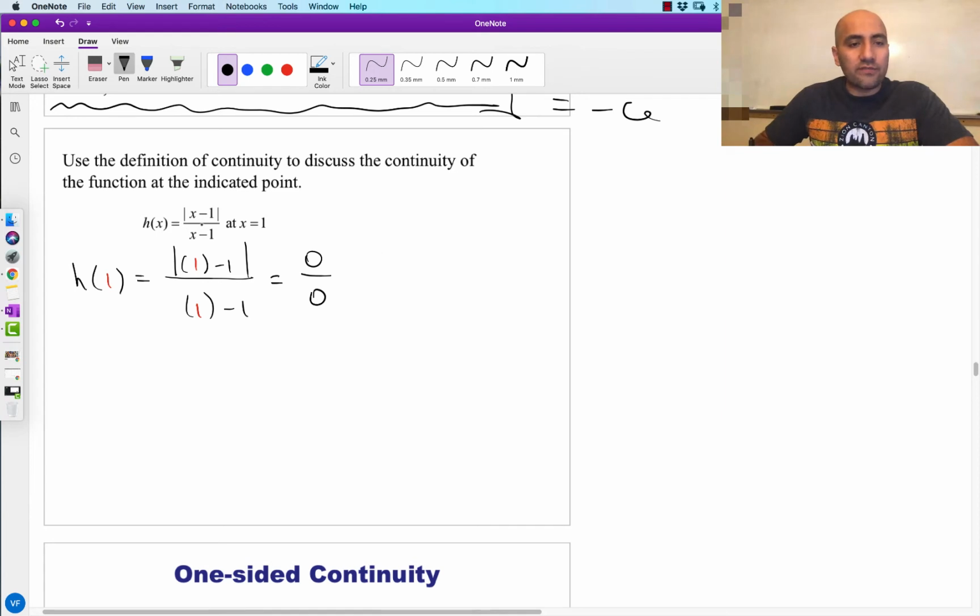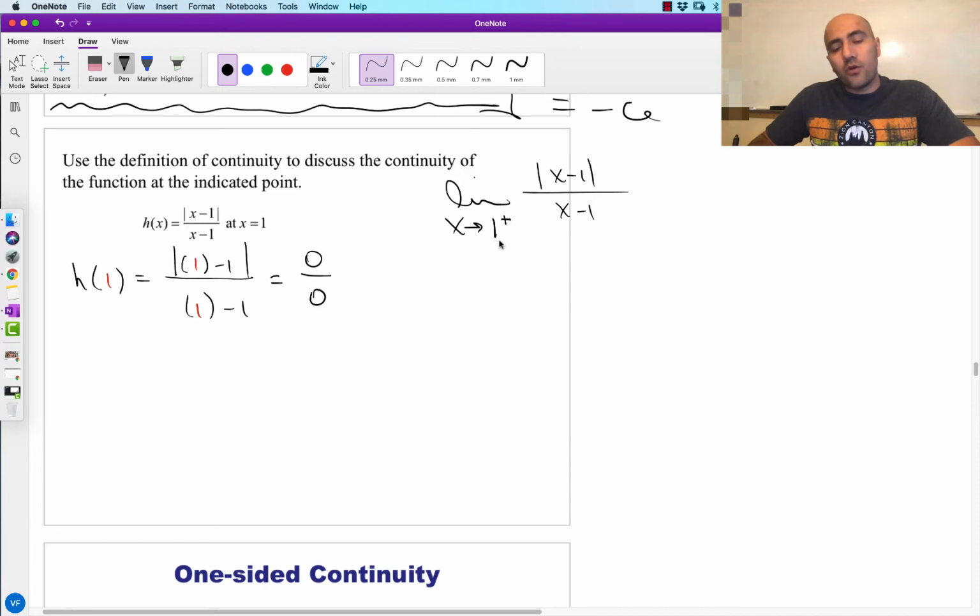So let's approach this from the left side and the right-hand side. Okay, but let's consider the limit. What happens to the limit as x approaches 1 from either direction? So let's begin from the right-hand side. Let's think about the limit as x approaches 1, but from the right-hand side of this function, absolute value of x minus 1 divided by x minus 1.